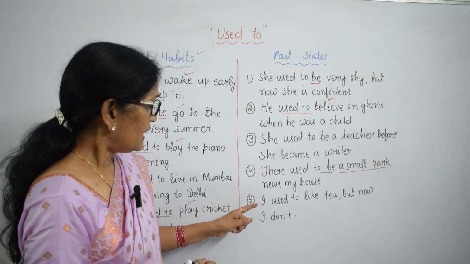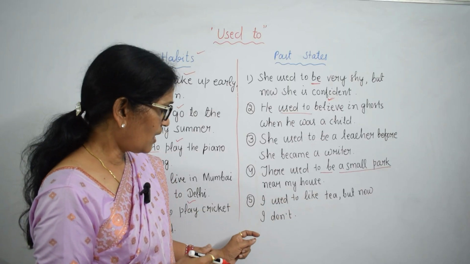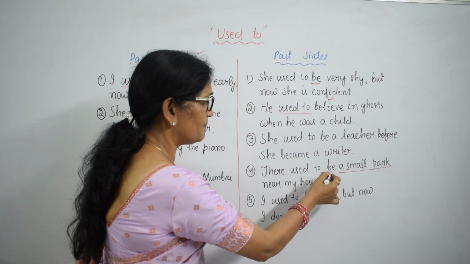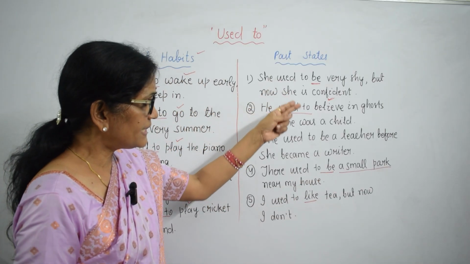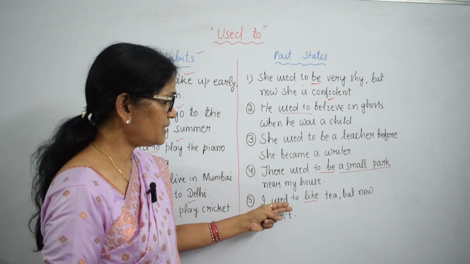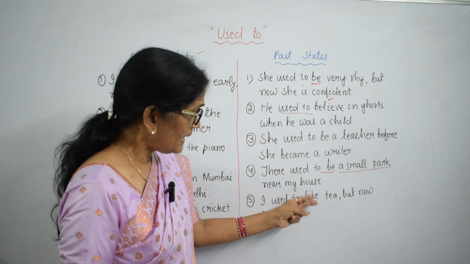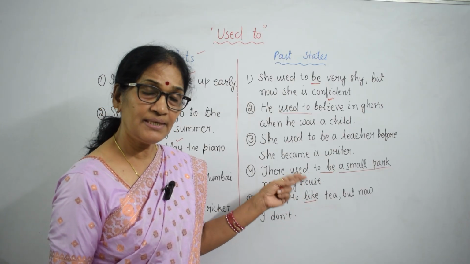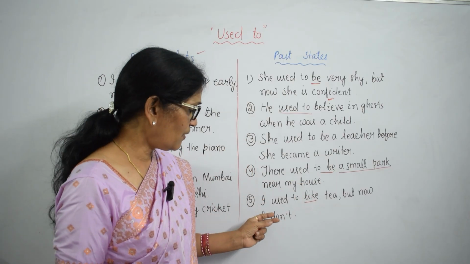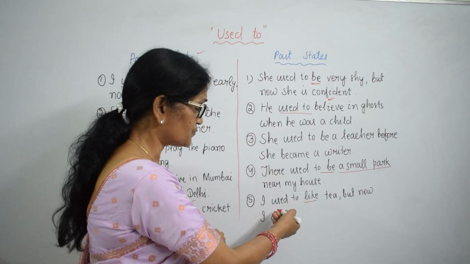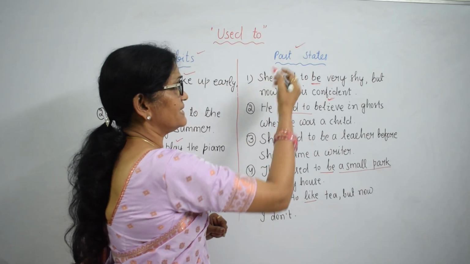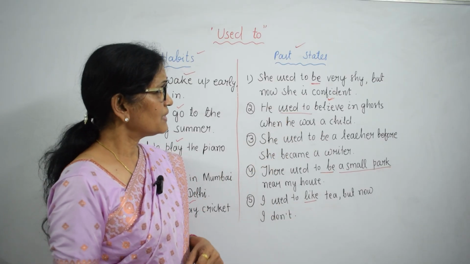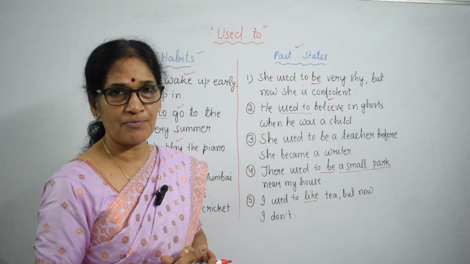Okay? I used to like tea, but now I don't like it. Be, like: all are stative verbs. I used to like tea, but now I don't. That means I liked tea in the past. Now I don't. There we use "used to" for past states. We use verbs that are all stative verbs. Okay? But the verb form is the base form of a verb.